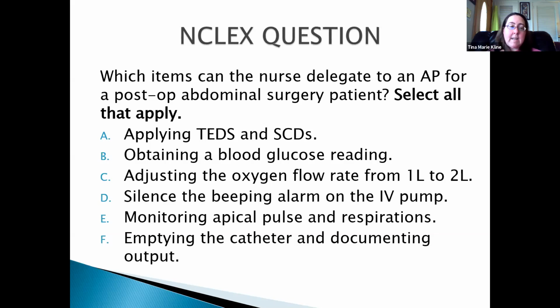I have no, C, D, and E. And the last one, F, emptying the catheter and documenting output. Absolutely. That's something that an AP can do.